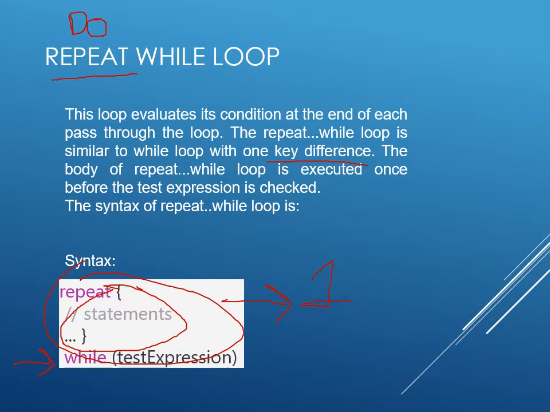So the number of executions of the repeat while loop is 1 greater than a simple while loop. It means if in a while loop you are printing hello world 2 times, then in the repeat while loop it will be printed 3 times, as it first prints the statement and then it tests the condition. I hope this concept is easy for you now.